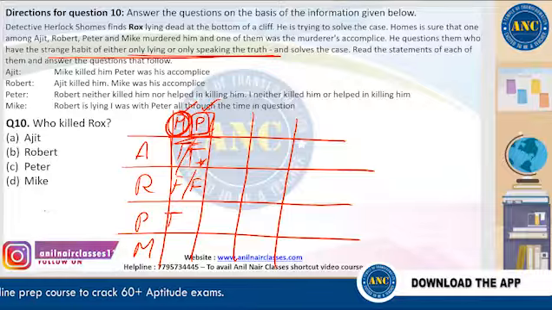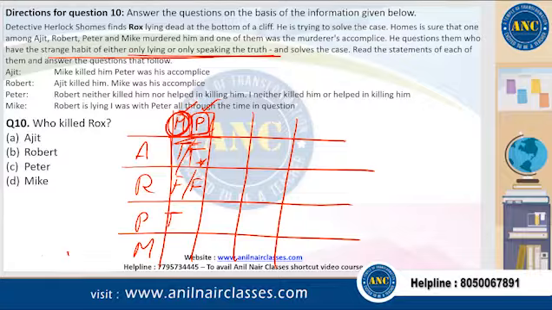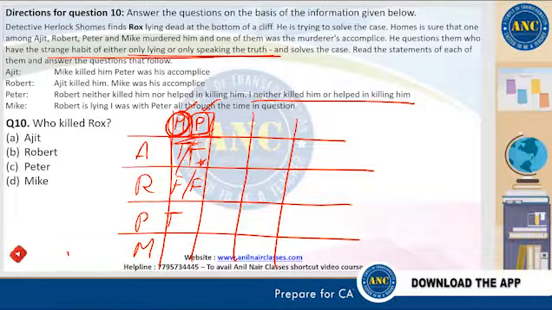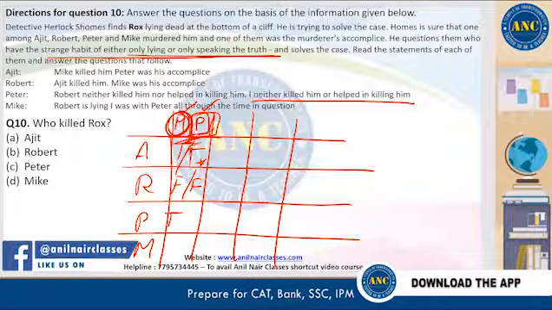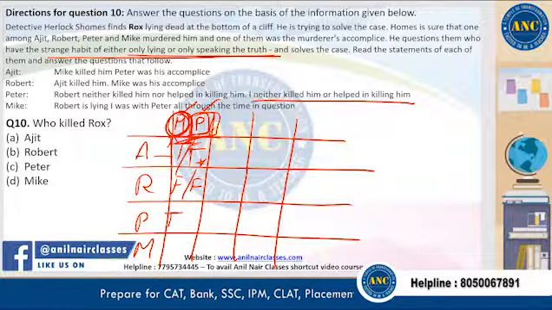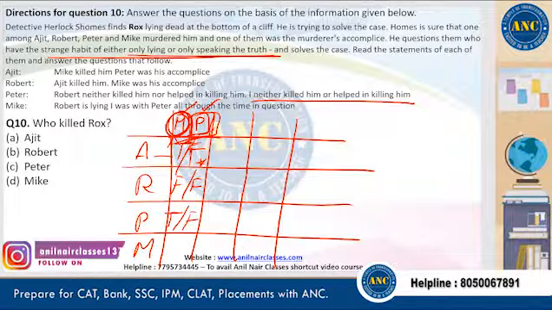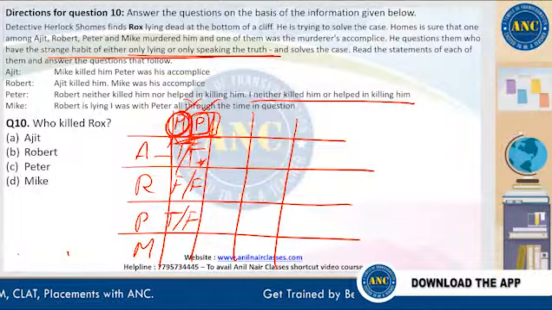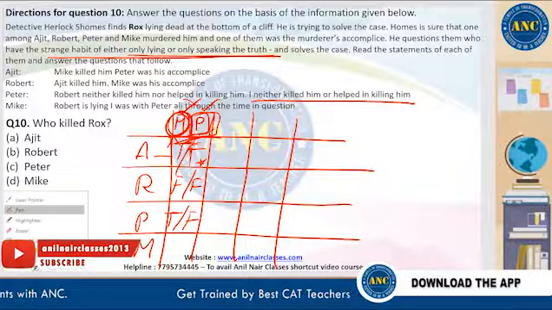So let's look at the second statement here. I neither killed him nor helped in killing him. Did Peter actually kill Rocks or help in killing Rocks? Yes, he did. Peter was an accomplice as per what Ajit had said. That means the second statement is false. The entire validity of this case is lost. So we cannot use the case again.